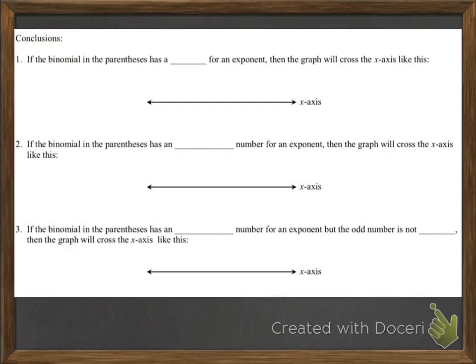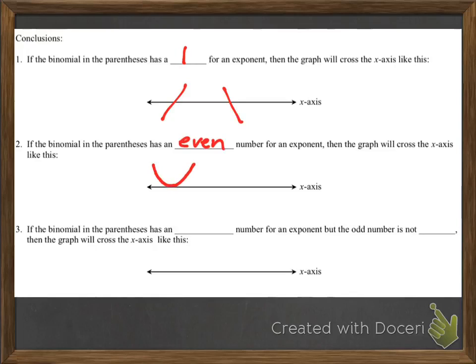All right, so in summary, if the binomial in the parentheses has a 1 for an exponent, then the graph will cross the x-axis by just going straight through the x-axis. Okay. If the binomial in the parentheses has an even number for an exponent, then the graph is going to be tangent to the x-axis.